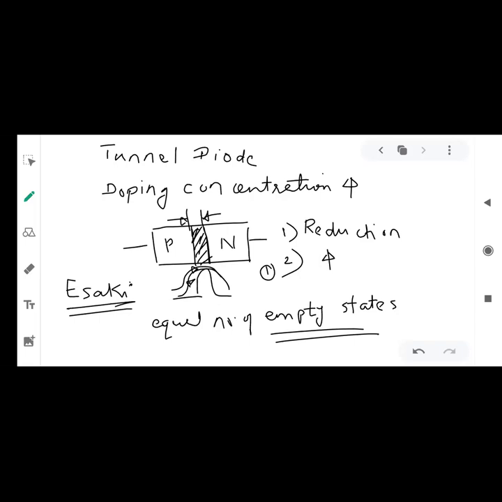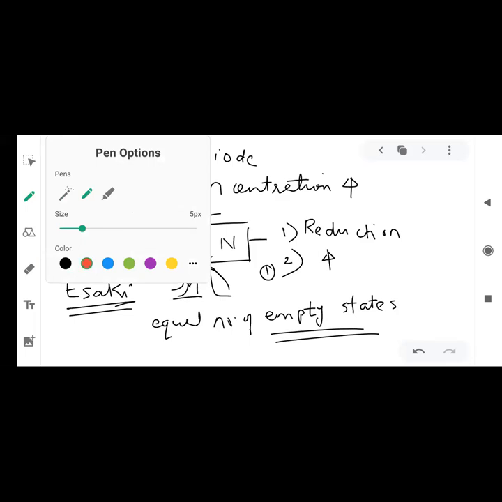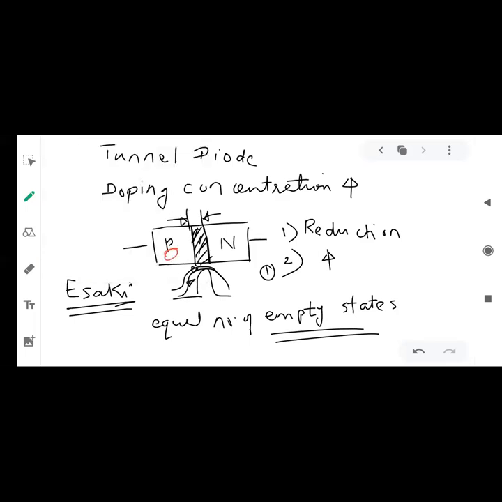So you can see what I'm trying to say: here in this P region, empty states are there, and I have written equal number of empty states. Equal number of empty states means the electrons available here and the empty states are equal in number, and if the depletion width is very small, somewhere around 3 angstroms, then there is a possibility that the electron can cross the junction, and the hole also can cross the junction, without overcoming this barrier.